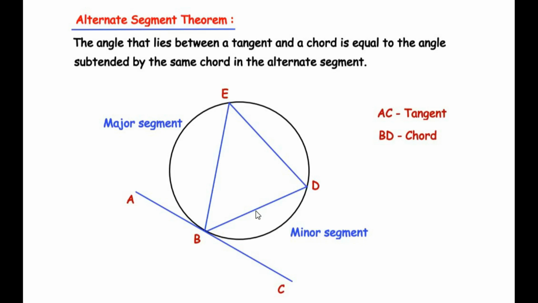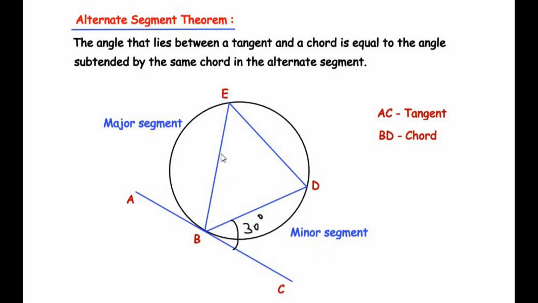It states that the angle that lies between the chord and the tangent. So here let us say that this is the angle made between the chord BD and the tangent AC, and let us say that this is going to be, for example, 30 degrees. So this is the angle made between the chord and the tangent. So this angle is going to be equal to the angle made by the same chord but in the alternate segment. Now this 30-degree angle is made in the minor segment by the chord BD.